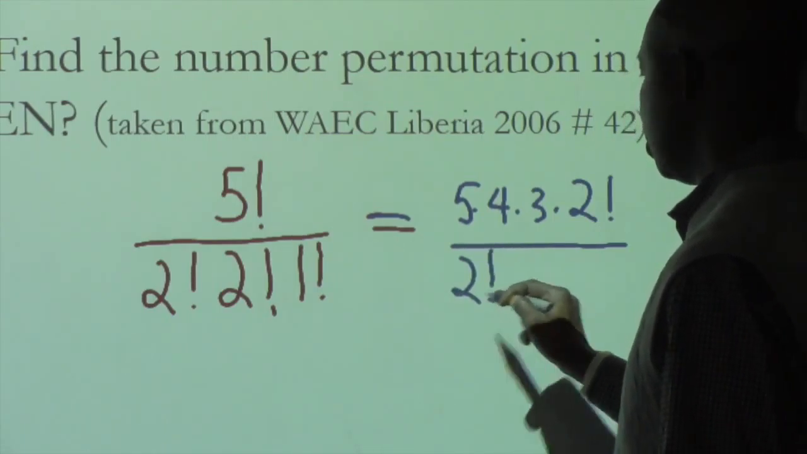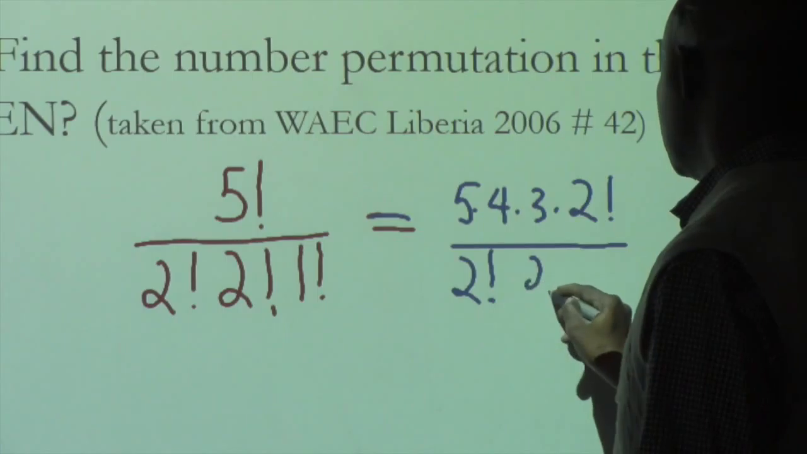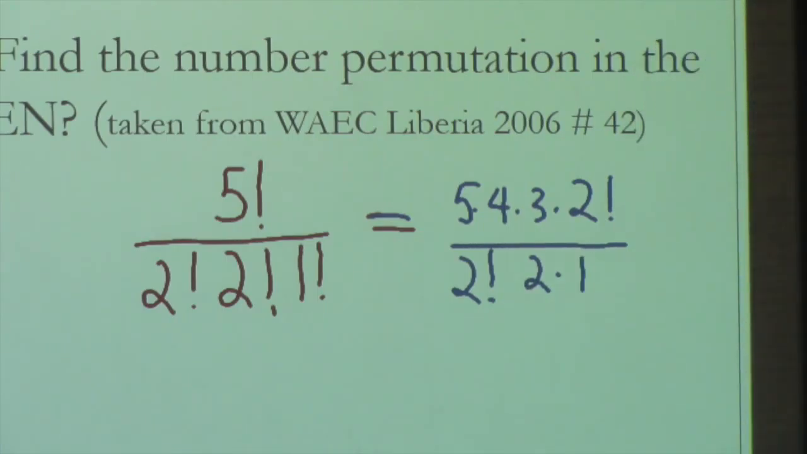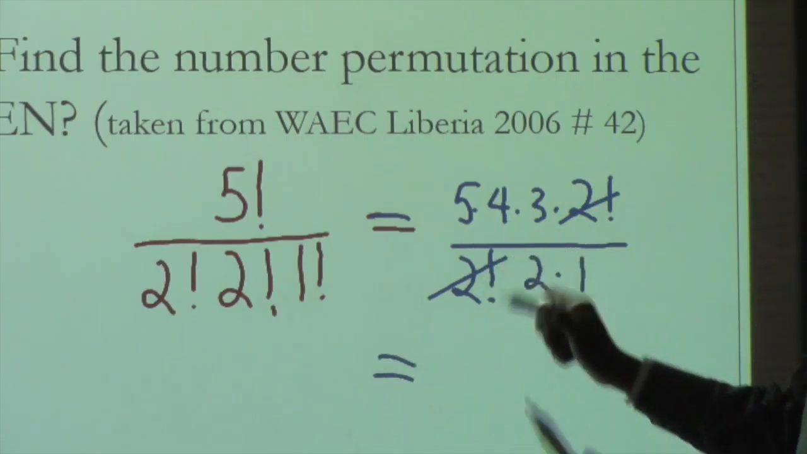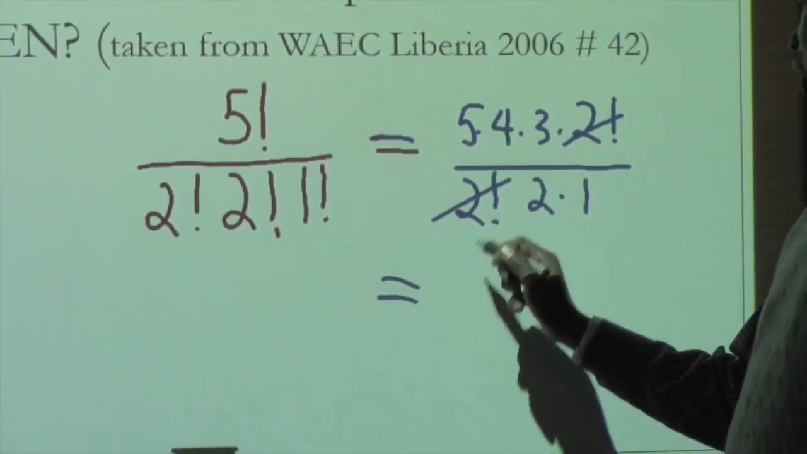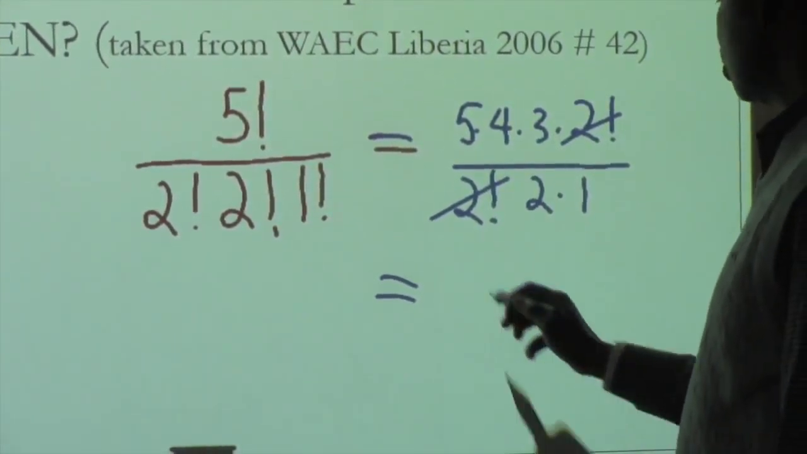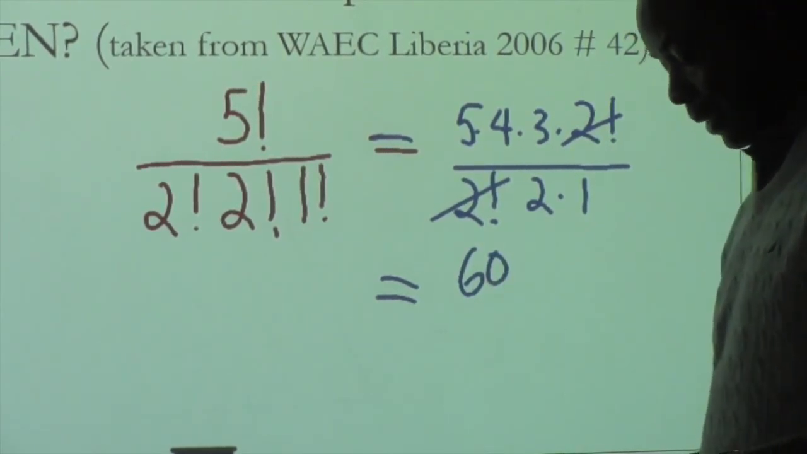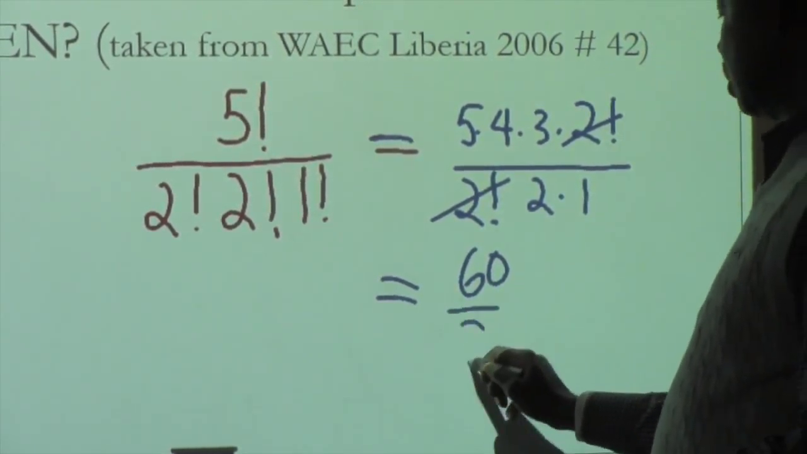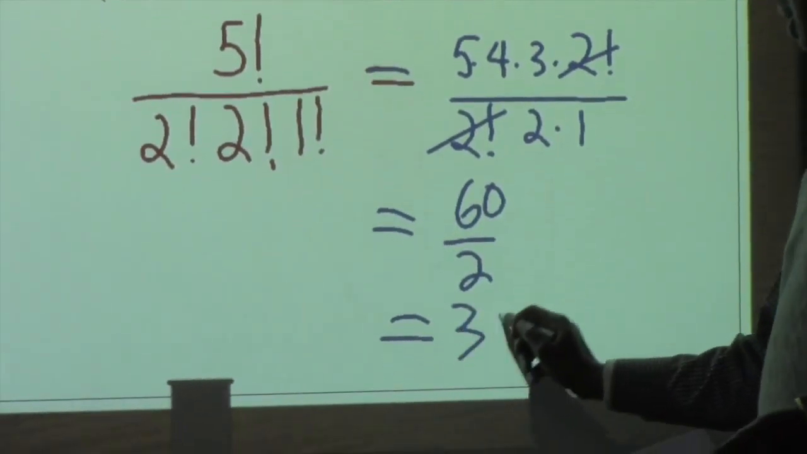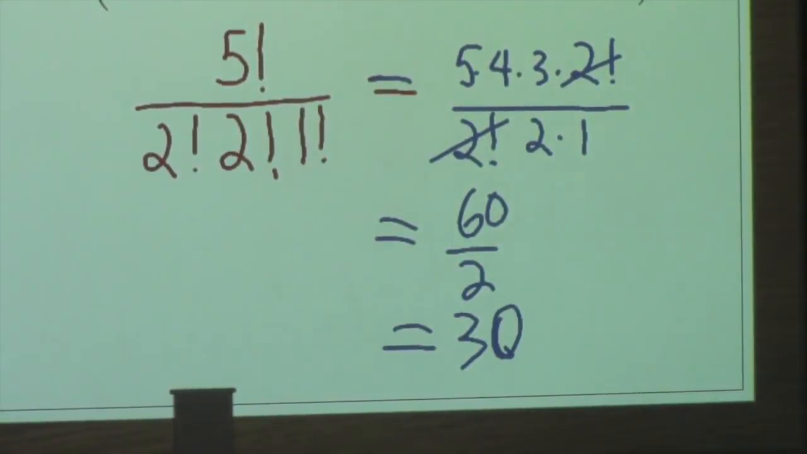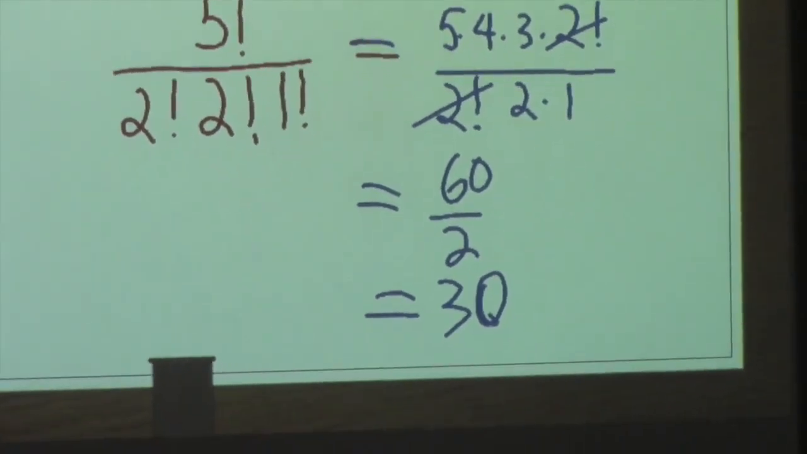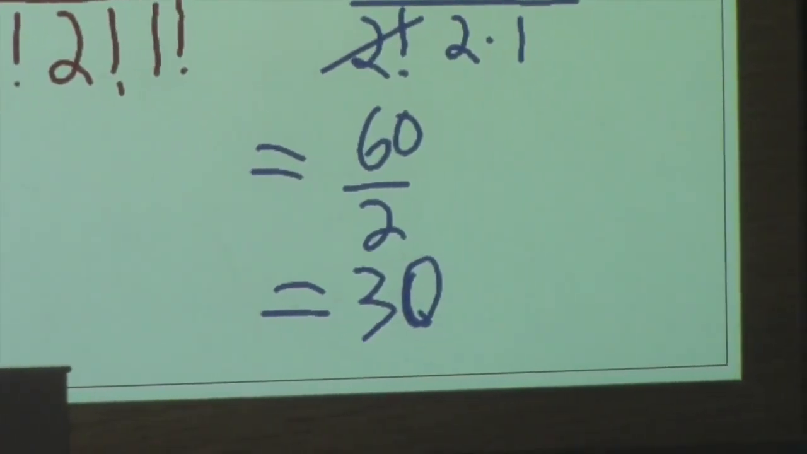So I'll do 2 factorial. And then 2 factorial here is just 2 times 1. Now, what happens here is this 2 factorial will cancel with this 2 factorial. I will have 5 times 4 is 20. 20 times 3 is 60. Then I will have 60 divided by what? 2. And that will give me what? 30. So the number of permutations in the word Ellen is going to be what?